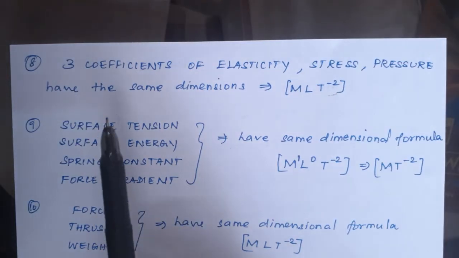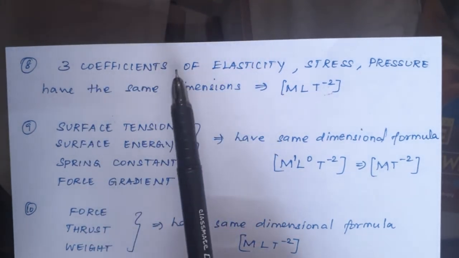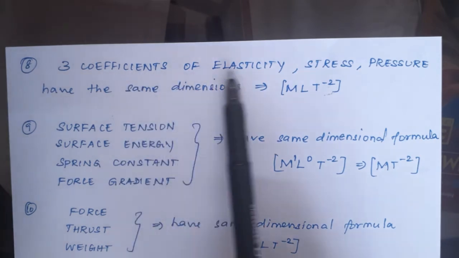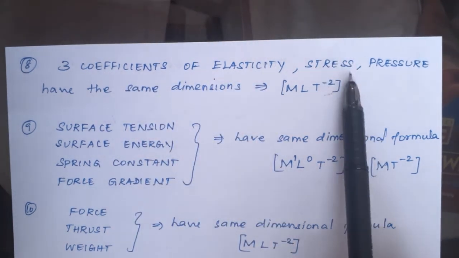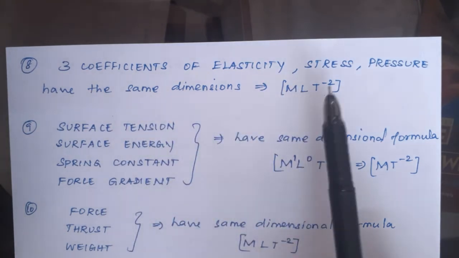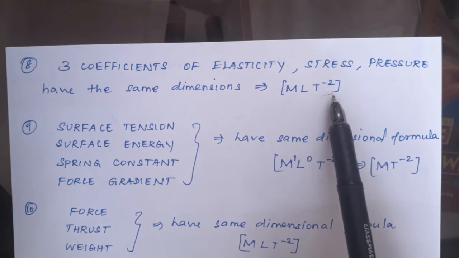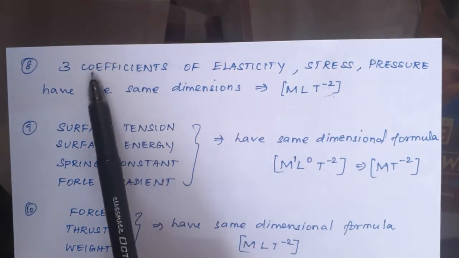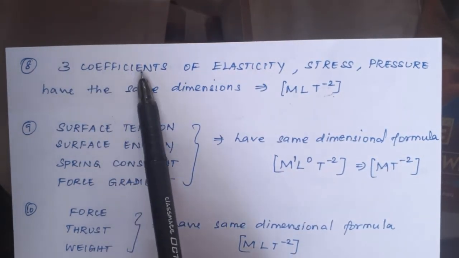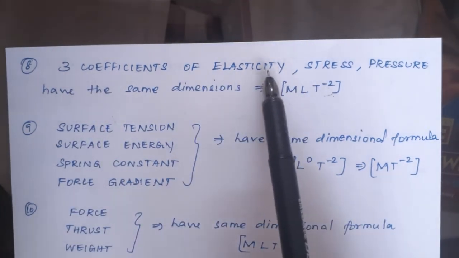Right, next example is the coefficient of elasticity, Young's modulus, bulk modulus and rigidity modulus, 3 coefficients of elasticity, stress, pressure, all these have the same dimension as force, which is M L T power minus 2. Young's modulus, bulk modulus and rigidity modulus are called three coefficients of elasticity. If you go for that particular chapter, we will discuss in detail.